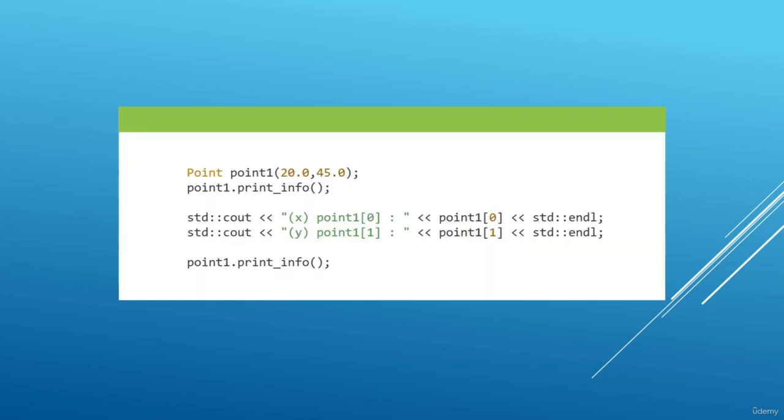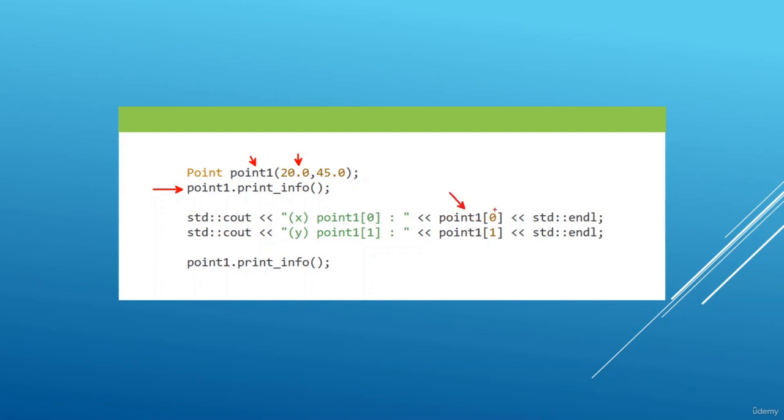So what we want to do is really something like this. For example, we have a point object called point1. The member variables have these values we have here, 20.0 and 45.0. And we can print information about our point here. So this is going to work. But we want to also be able to read information using the syntax here.